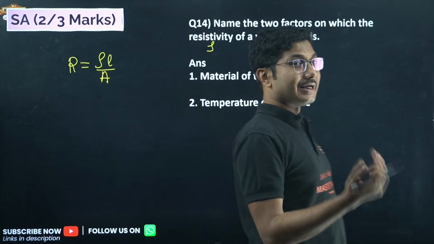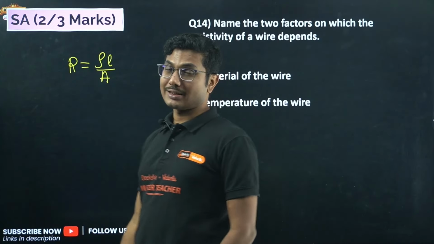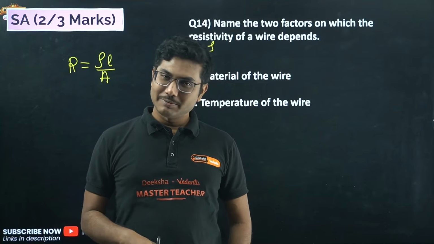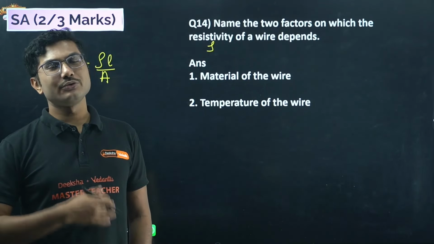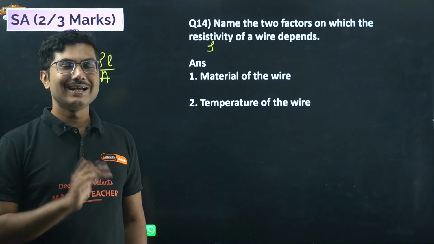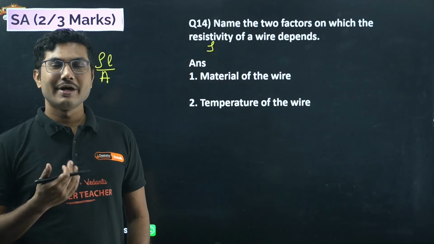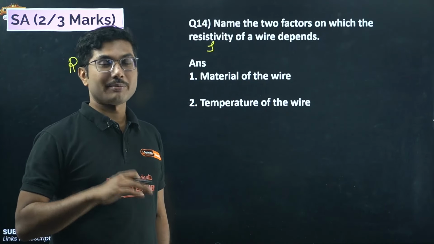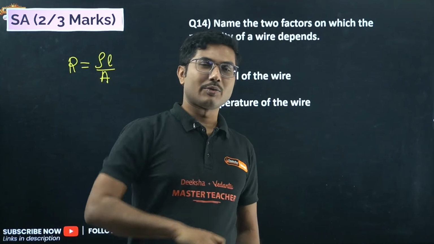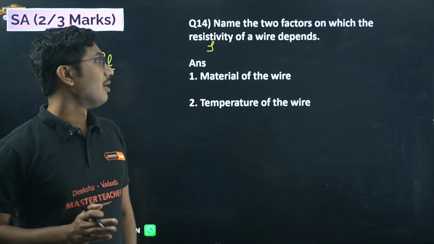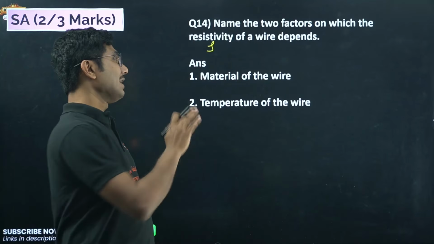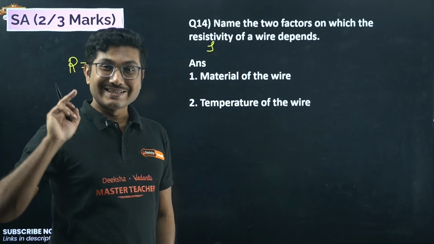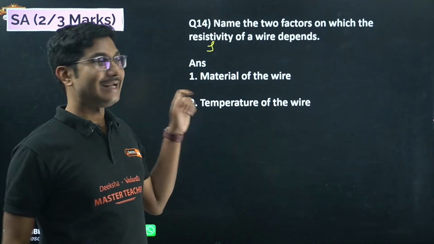Students study resistance, and in the exam they ask about resistivity, and they write what they studied about resistance. Similarly, if it is asked about resistance, students remember resistivity and start writing about resistivity. So be careful. They are two different questions, and both might come. One might come for you, another for another student. Remember, the material of the wire and the temperature of the wire are two important factors on which resistivity depends. Resistance depends on length and area.